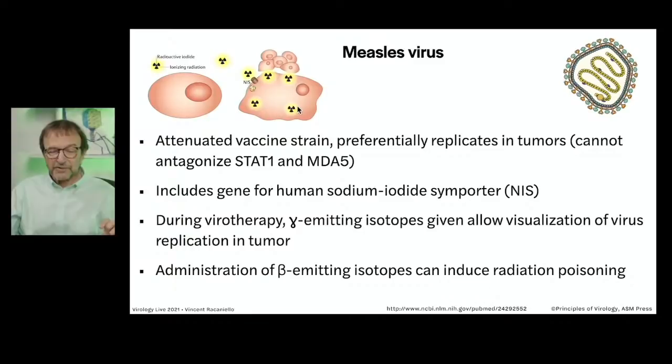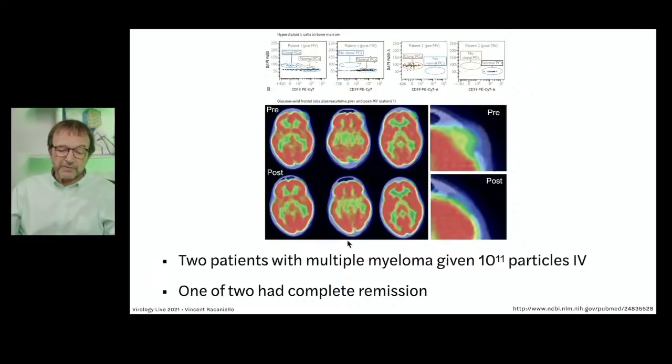And so when they treat patients, they give them gamma-emitting isotopes so that they can see the virus reproducing in the tumor. So here's the radioactive iodide. It's taken up into the tumor only by the symporter that's expressed by the vector. And if you use a beta-emitting isotope, it will induce radiation poisoning. These symporters allow them to get into the tumor cell because they're produced by the vector. And a very well-known study was done in two patients with multiple myeloma. This is a cancer of B cells.